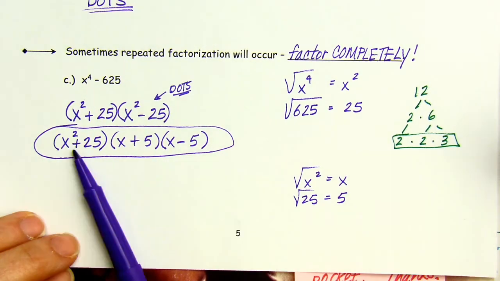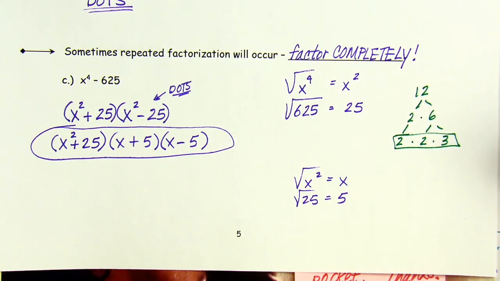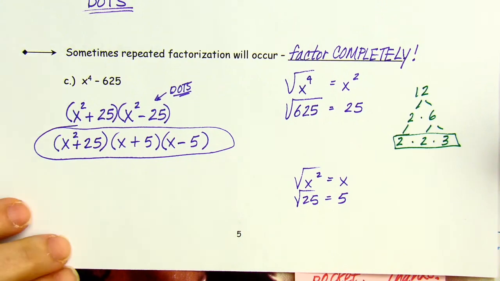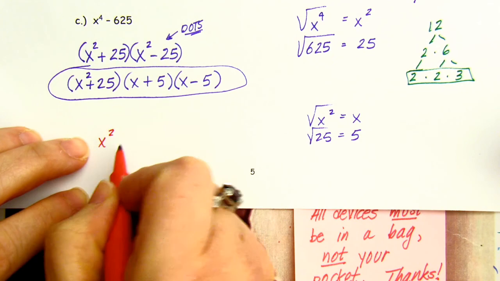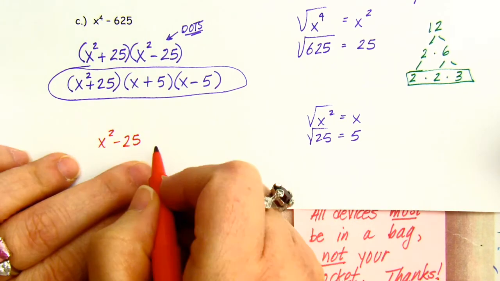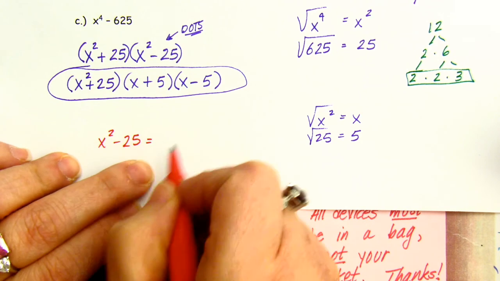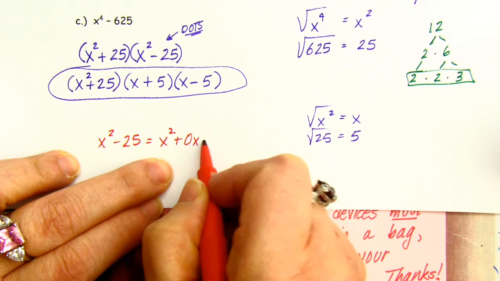Now, the sum of two squares never factors. I'll show you why. Let's first look at the difference of two squares. Let's do x squared minus 25. I could write x squared minus 25 as x squared plus 0x minus 25.